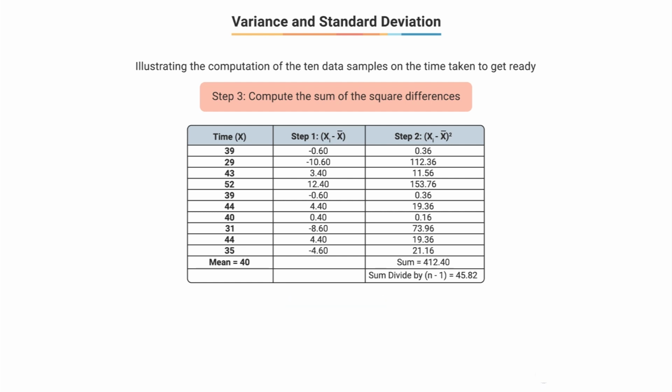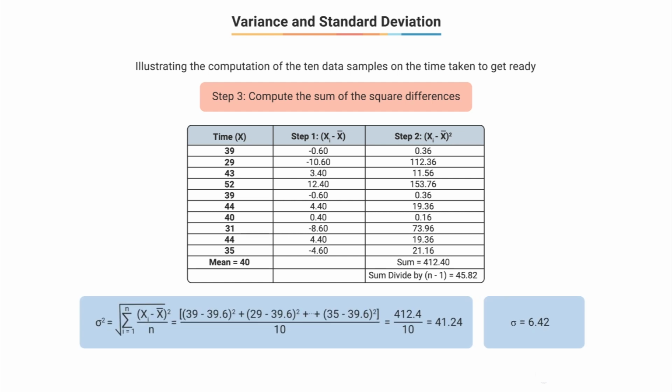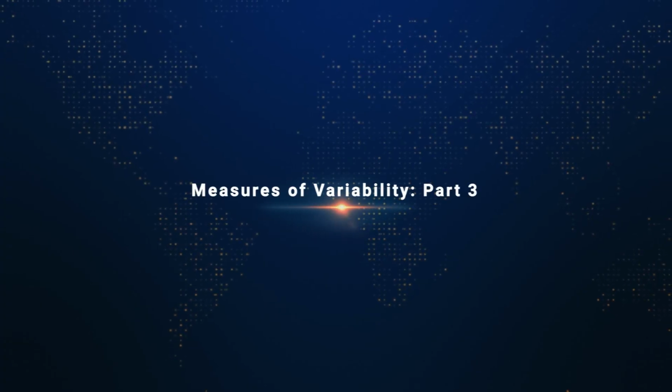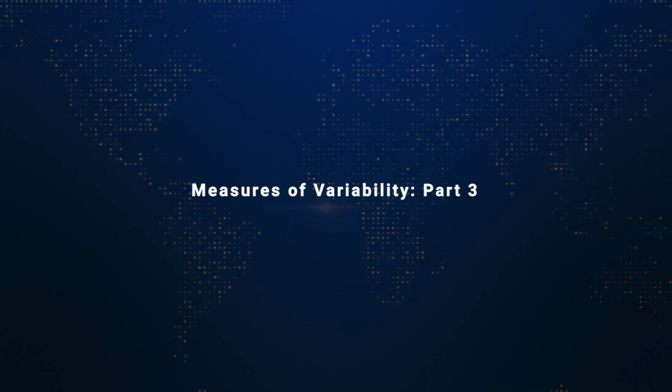The same steps can be replicated as shown in this slide to compute the variance and standard deviation of the population. Notice that everything remains the same except the denominator, which is 10 instead of 9. Now we'll discuss another measure of variability, that is mean absolute deviation.